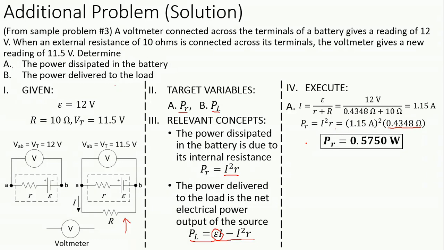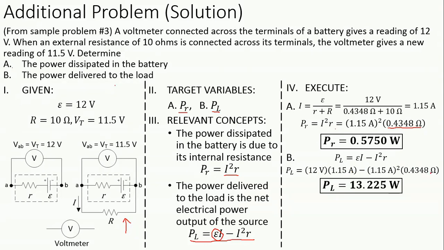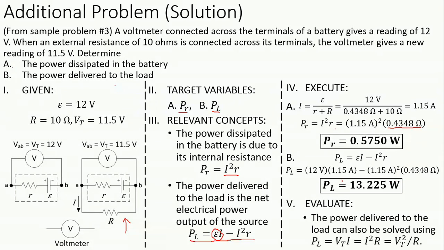Then for letter B, the power delivered to the load, we can just substitute the values. We have 12 volts, the EMF or open circuit voltage of the battery, times the current minus the current squared times the internal resistance. So the power delivered to the load is 13.225 watts.